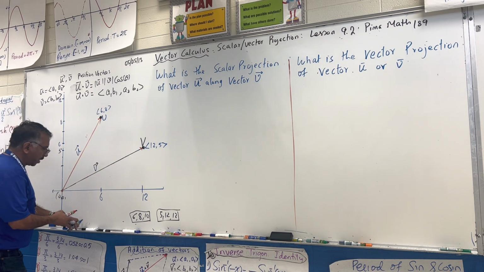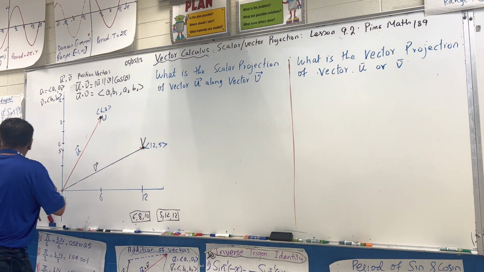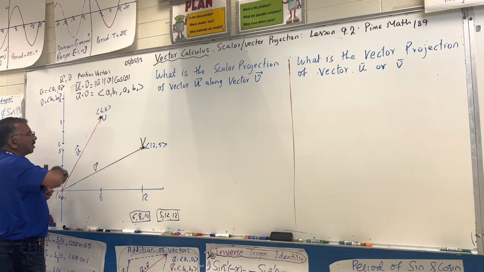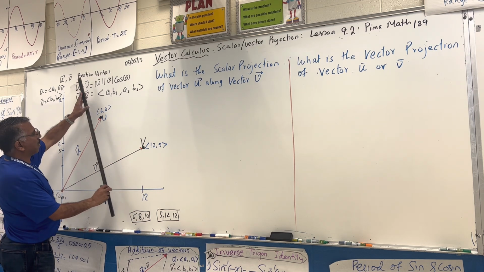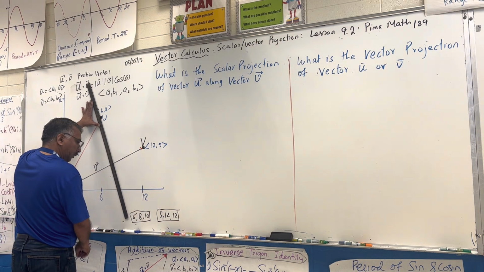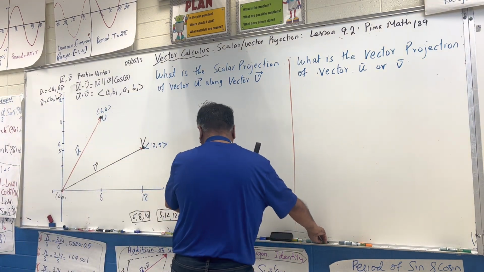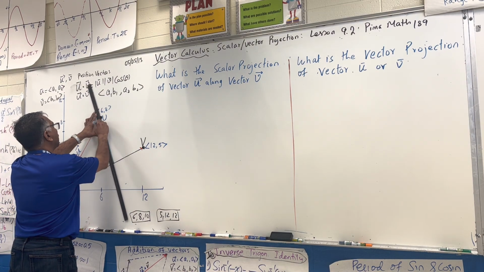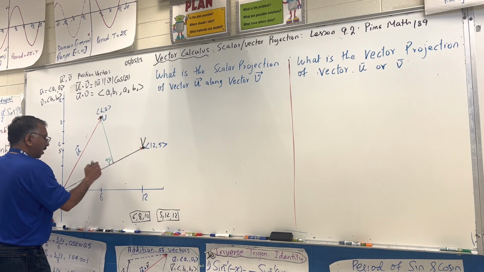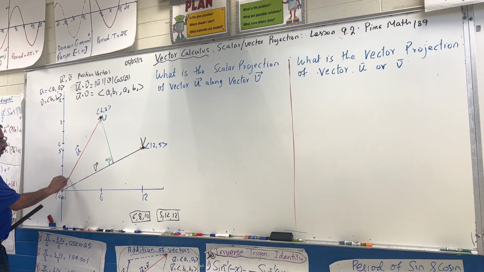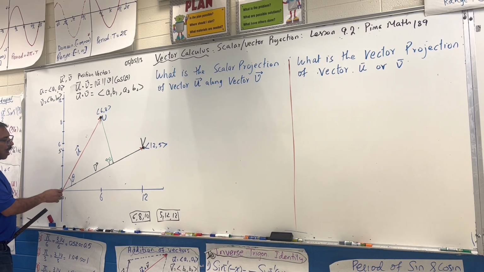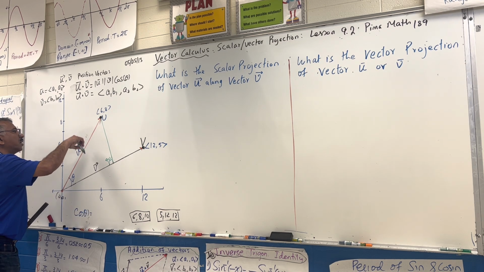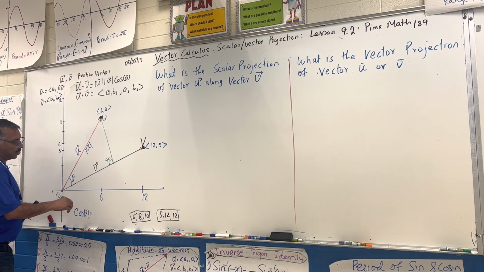Okay. First is what is the scalar projection. If you want to know the scalar projection of this red vector along v, you drop a perpendicular. And then you can see it makes 90 degrees. By the definition of cosine, if the angle between the two is theta, and this is the adjacent side, you can see cosine theta is this magnitude divided by the magnitude of u.